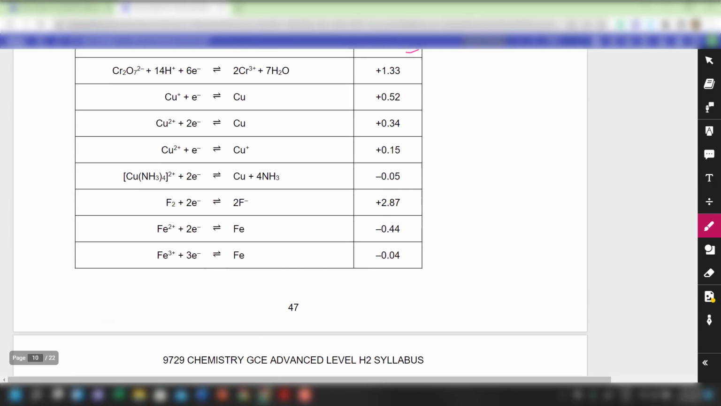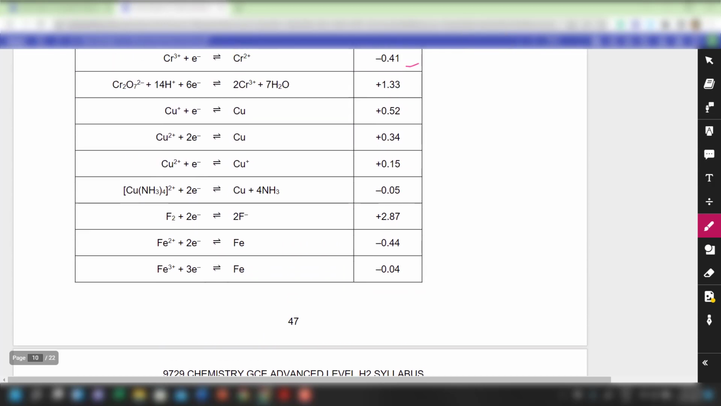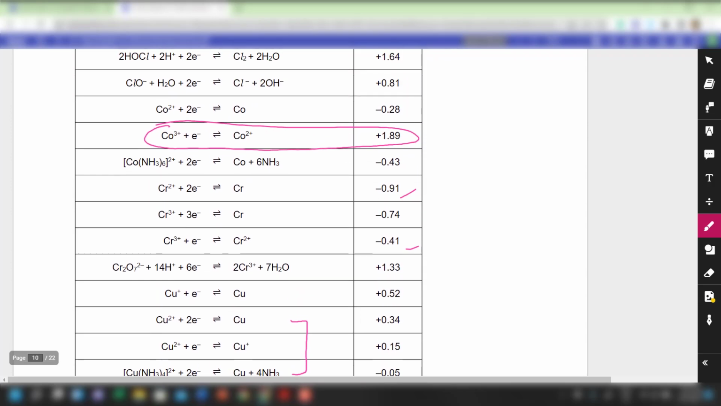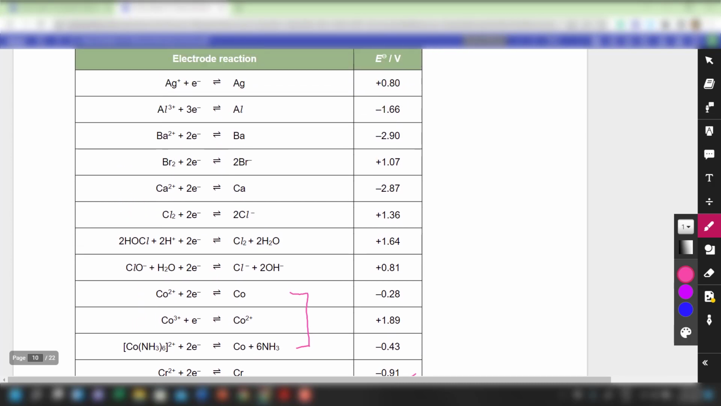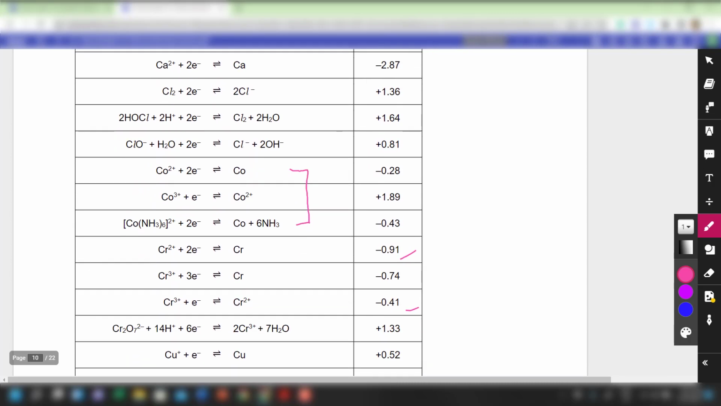And then of course you have the diammine copper complex over here. So they are put side by side over the copper. As well as the hexaammine cobalt 2 complex. It's also put here, so you can contrast it with cobalt metal. I think the rest of the complexes are not in your data booklets.